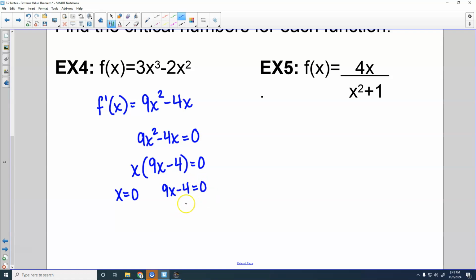So we would add that 4. So 9x will equal 4. We'll divide by 9. And x equals 4 ninths. So we've got 0 and 4 ninths as our critical points there. These are potential maximums or minimums. You would have to do more work, and we'll learn about that in a minute, to decide what it is.